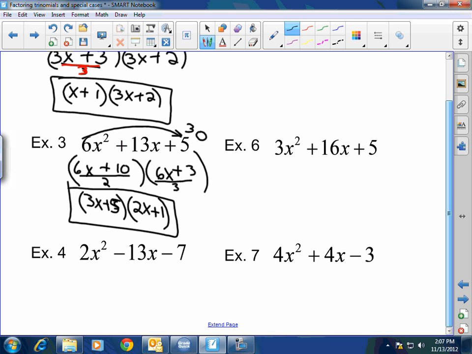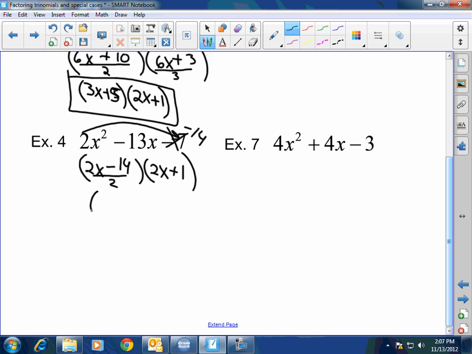Okay, what's my setup? 2x and 2x. 2 times negative 7 is negative 14. I rewrite it there so I know it's there. What times what is negative 14, but when added together is negative 13? Negative 14 and positive 1. You see why now I have 2x and 2x on both of them? It doesn't matter where the negative 14 goes, does it? Doesn't matter where the 1 goes, does it? So now, imaginary factor. So I got x minus 7 times 2x plus 1. Done.